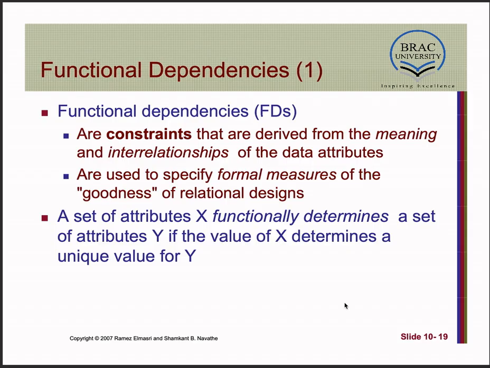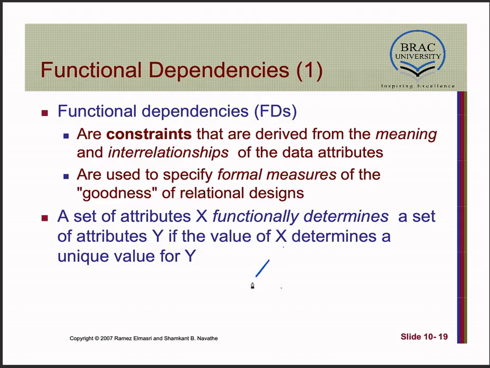So to understand these formal measures we have to understand functional dependency first. So functional dependency is basically constraints that are derived from the meaning and interrelationships between different attributes in a table. Okay, so these functional dependencies are derived from your real world knowledge of the attributes that are represented in a relation or in a table. So if I say that a set of attributes X functionally determines a set of attribute Y, then the value of X will determine a unique value of Y.